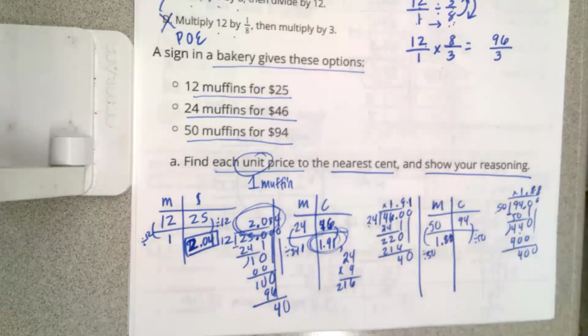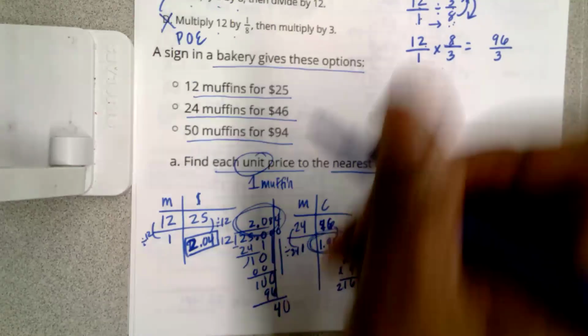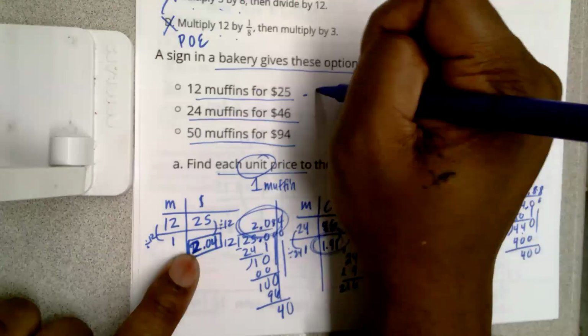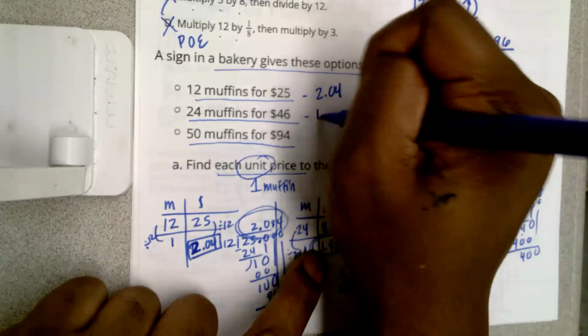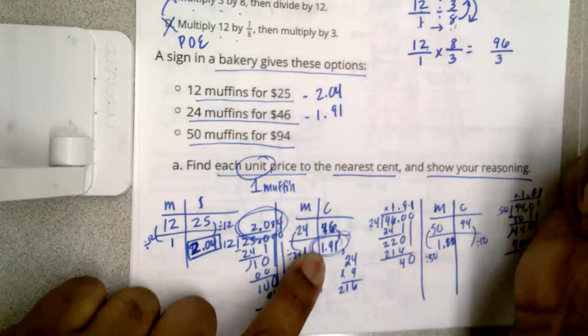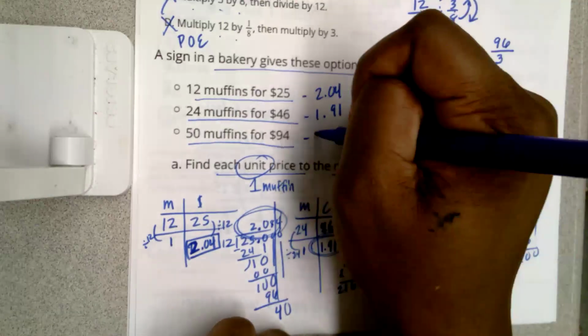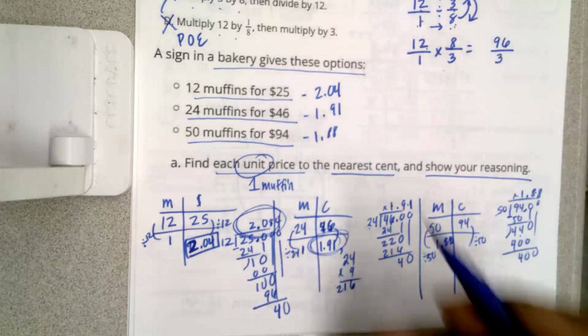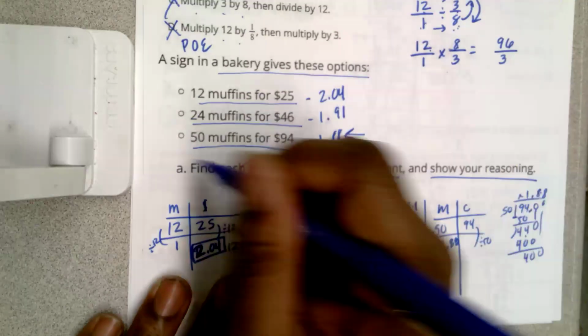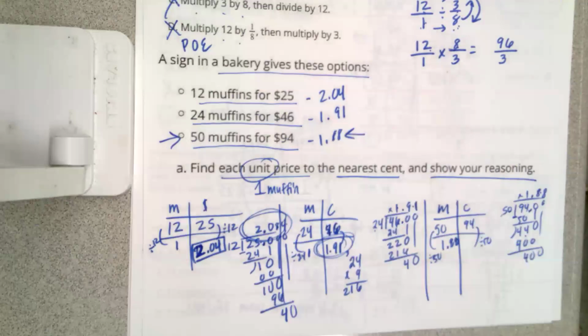per muffin. So one of the choices is $2.04 per muffin. The other choice is $1.91 per muffin. And the last choice is $1.88 per muffin. For me, the best option, it didn't ask for it, but the best option is 50 muffins for $94.